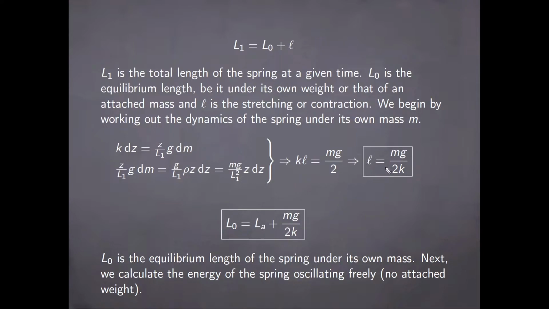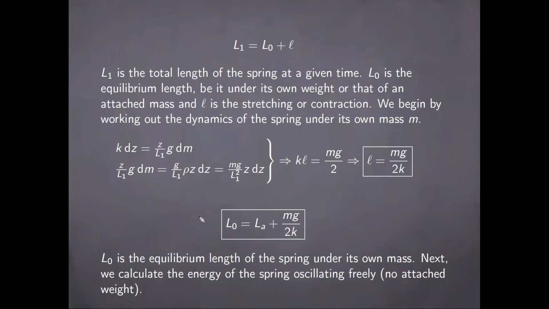So the quantity L is the amount of stretching the spring undergoes in a gravitational field under its own weight. It's just m times g over 2 times k. And the equilibrium length is the one here. It's the rest length of the spring. So if the spring is, let's say, resting on a horizontal surface, and to which I must add this quantity.